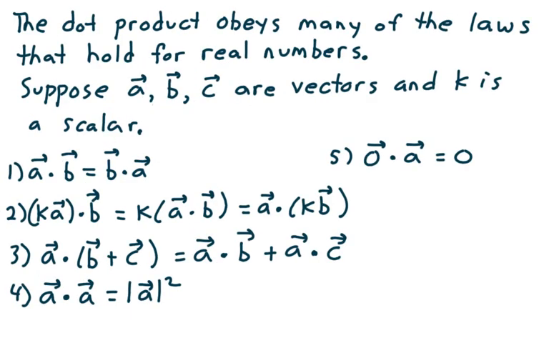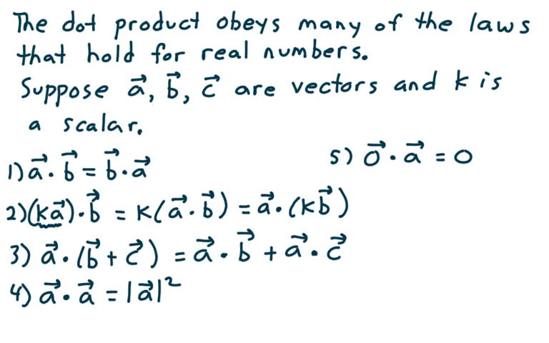The dot product obeys many of the laws that hold for real numbers. Now, suppose A, B, and C are vectors and K is a scalar. Let's look at property 1. A dot B is the same as B dot A. Property 2. If I take KA, so in other words, if I take a scalar multiple of A and dot it with B, that's the same thing as taking K times the dot product of A and B. And in fact, it turns out that's the same as taking A and dotting it with the scalar multiple of B. So we call that property 2.